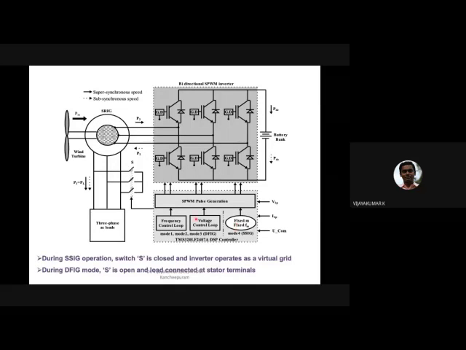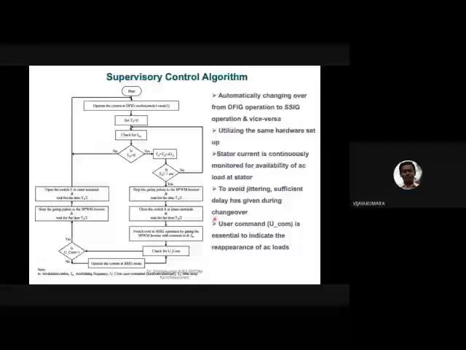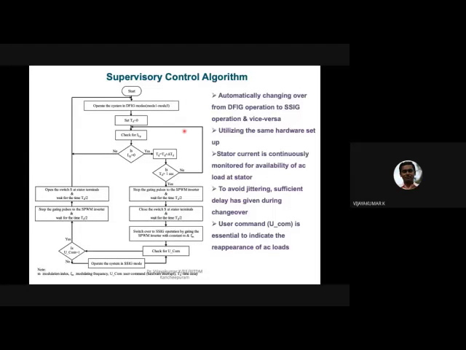So here in the SSIG mode also, we are measuring the voltage and frequency. Using that, we have done some supervisory control. The supervisory control is the application layer of your system. Here, the control algorithm is given: how we are changing the modes of operation in the DFIG. The algorithm I will skip.